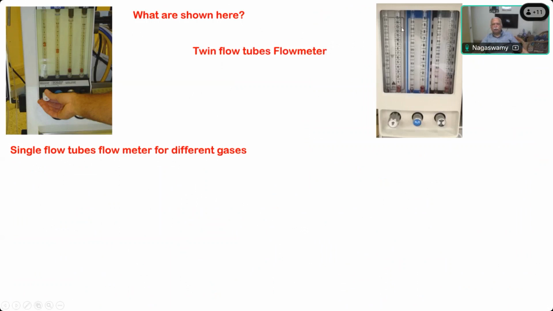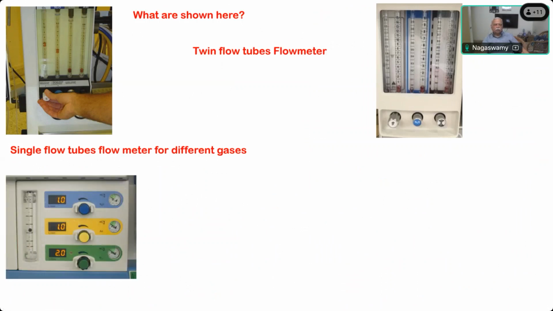What is the purpose of these twin flow meters? Twin tubes can adjust to low flows and high flows. Low flow and high flow. Very good. The advantage of using low flow anesthesia is very common now. So every gas has got a low flow tube and a high flow tube. These are called twin flow tube flow meters.